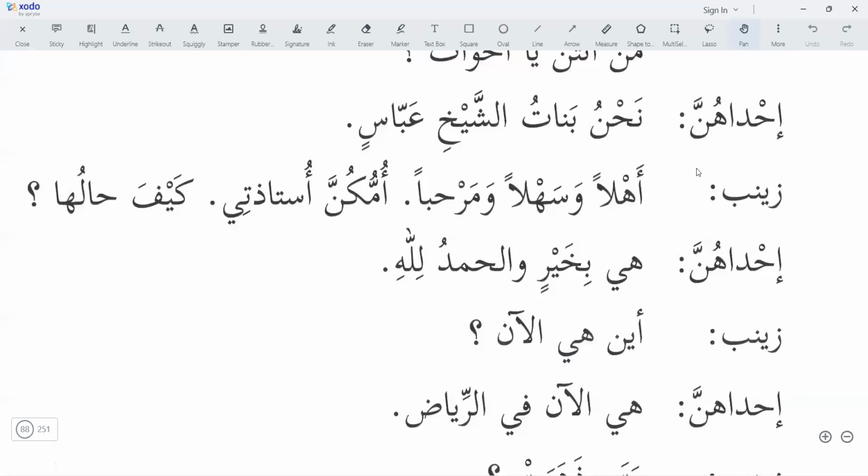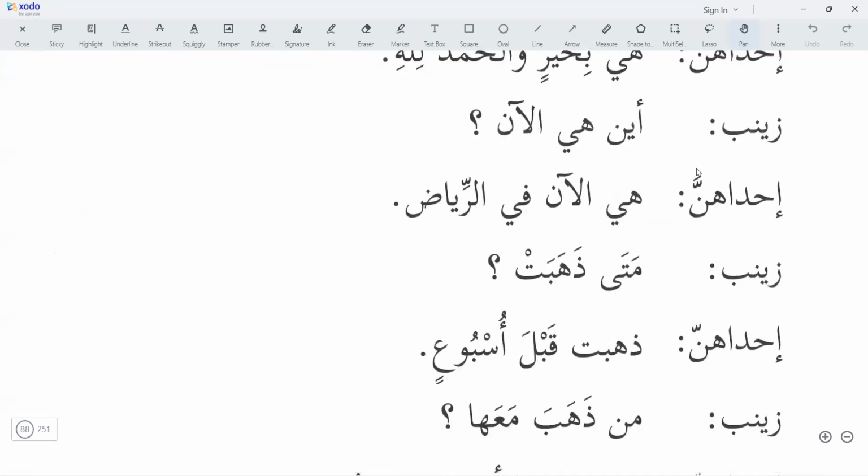Zainabu: Ahlan wa sahlan wa marhaban. Welcome. Ummukunna ustazati. Your mother is my teacher. Kaifa haluha? How is she? Ehdahunna: Hiya bikhayr walhamdulillah. She is fine, alhamdulillah. Zainabu: Aina hiya al-an? Where is she now? Hiya al-an fi ar-riyad. She is now in Riyadh.